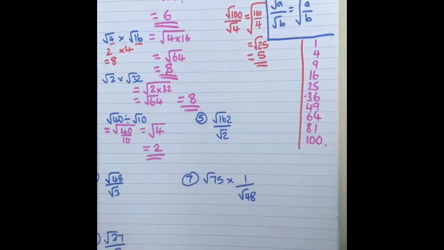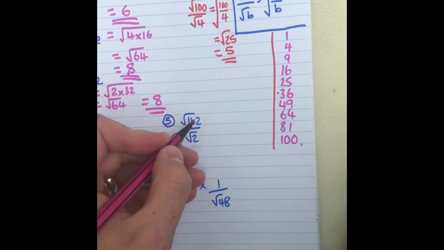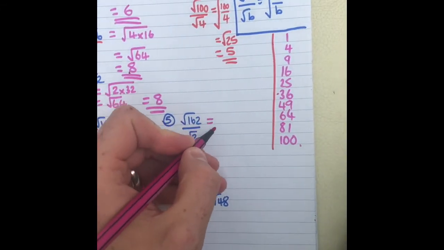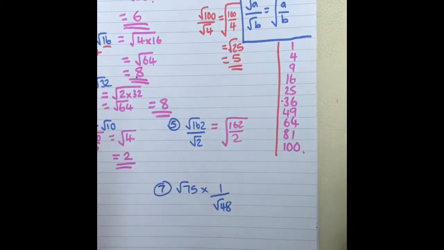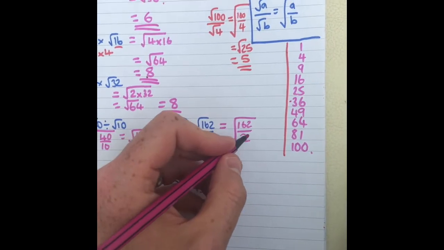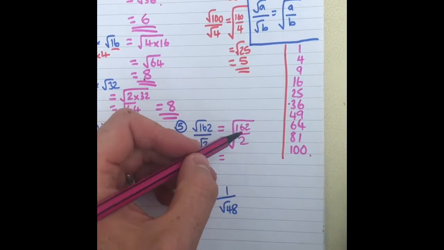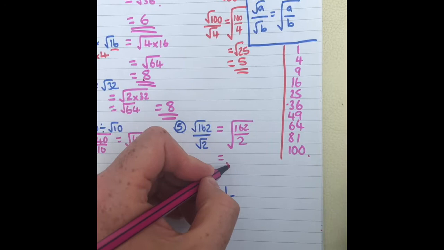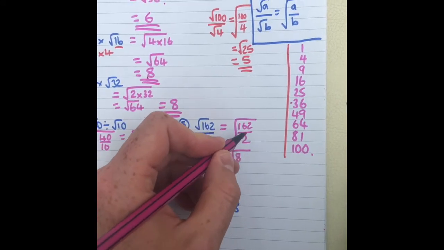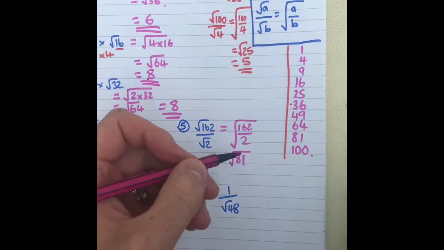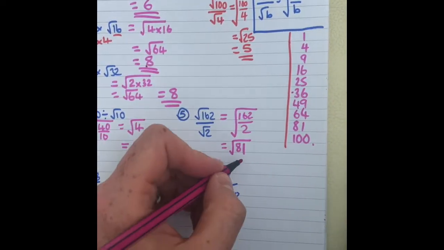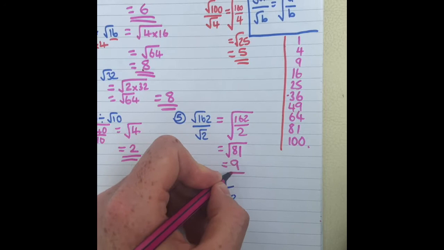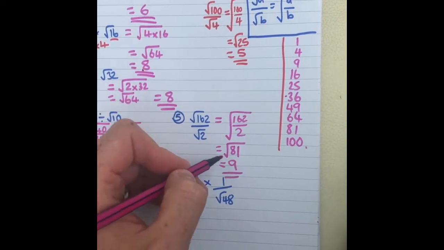Next one, using the same rule, square root of 162 over square root of 2. That can be written as the square root of 162 over 2. And what's 162 divided by 2? Well, 160 divided by 2 is 80, and then 2 divided by 2 is 1. So root 81. Is that a square number? Yes, it is. That is 9. So this simplifies down to 9.